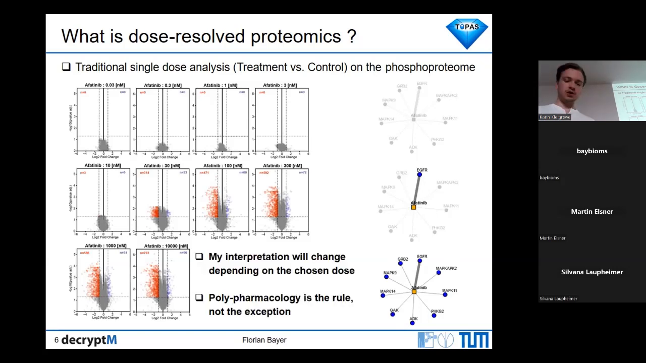There are two really important messages behind this. One is that depending on which dose you use, and if you think about experiments that you may do in your own lab, you have the problem that you need to decide a priori what concentration you want to pick.